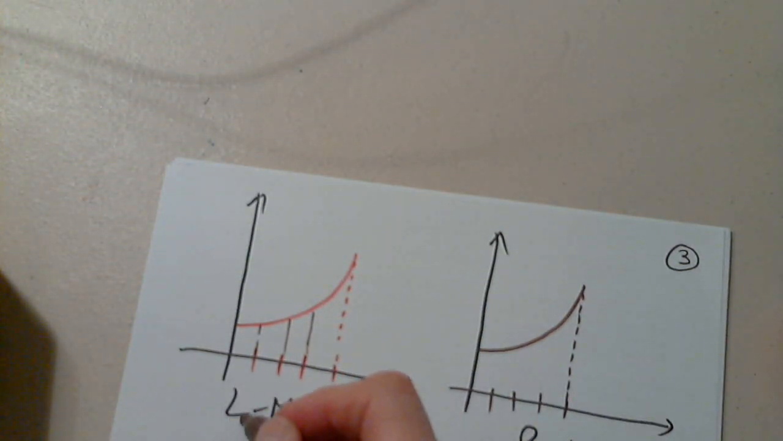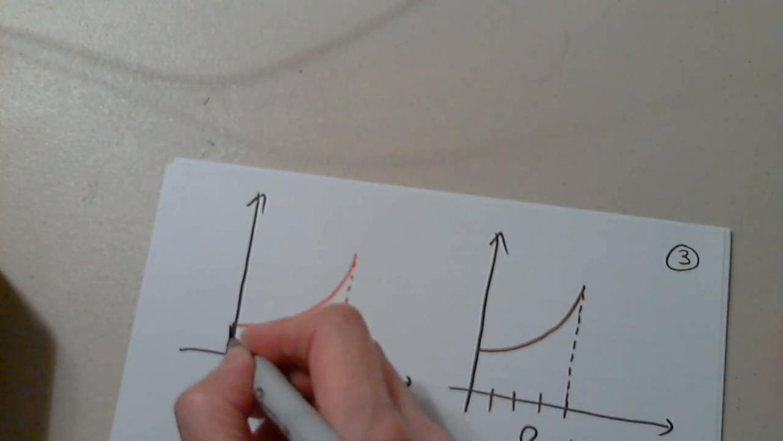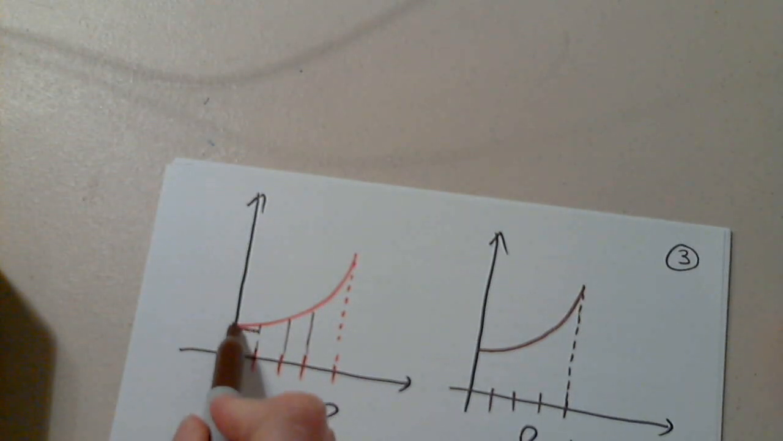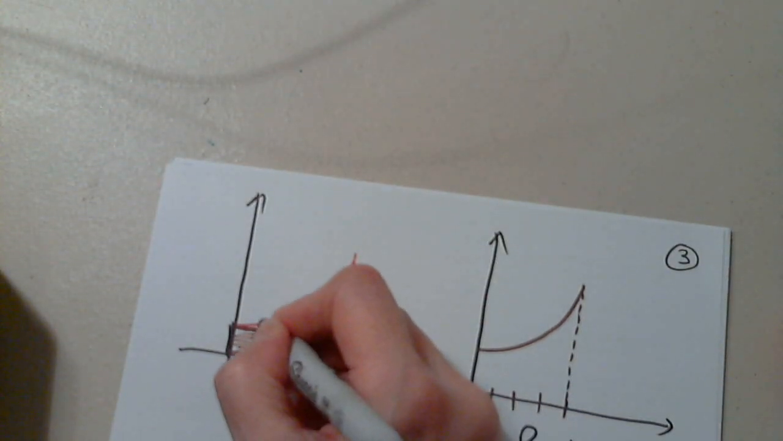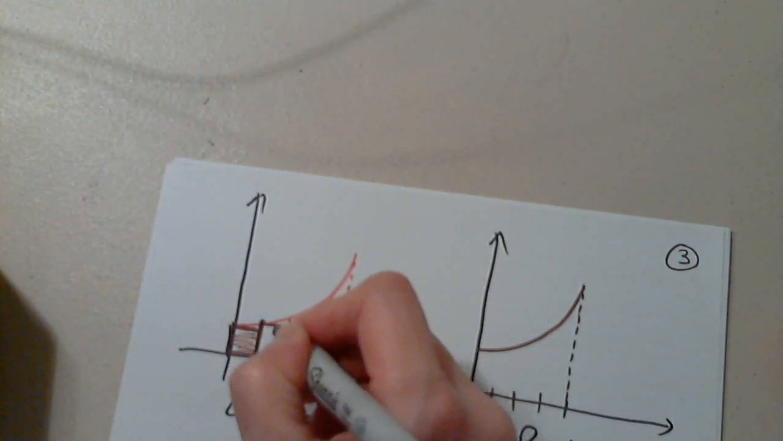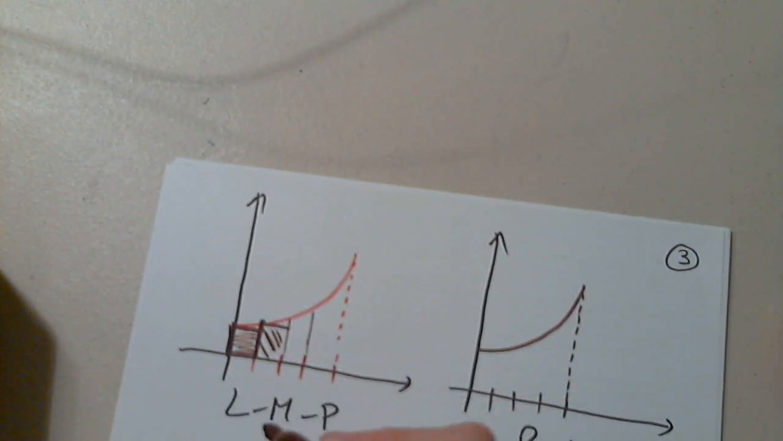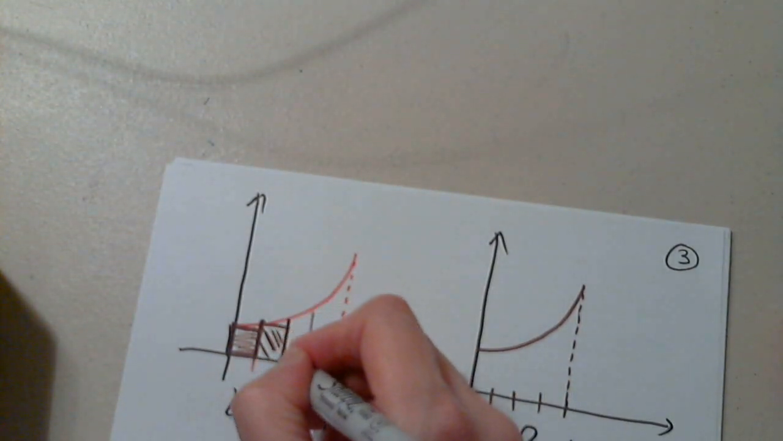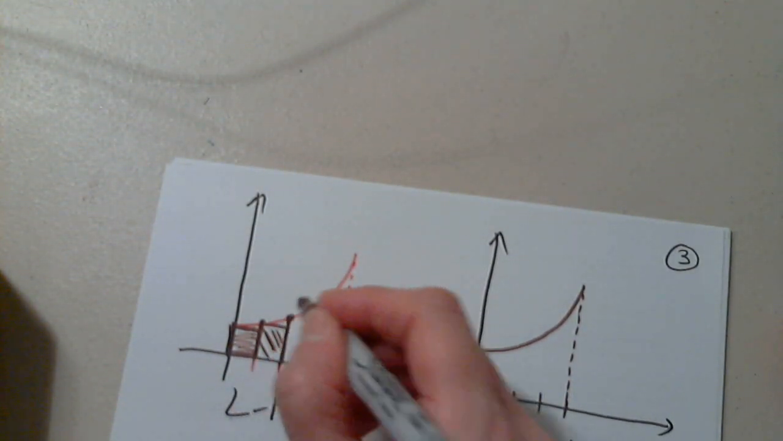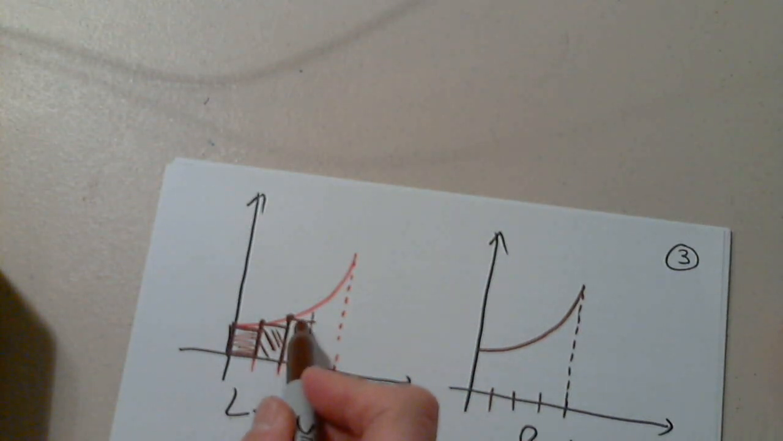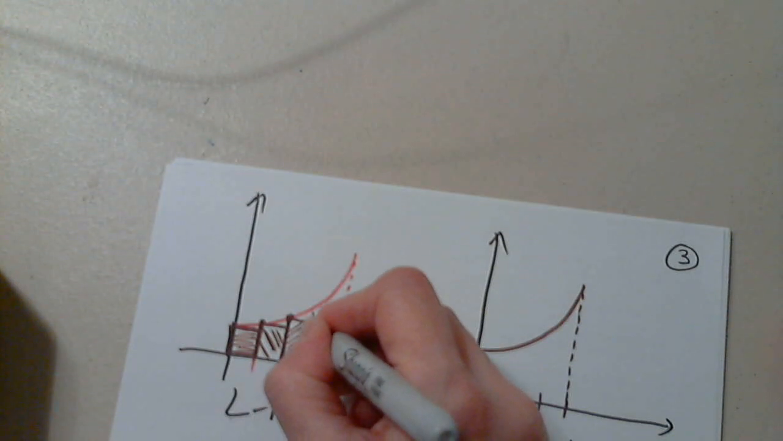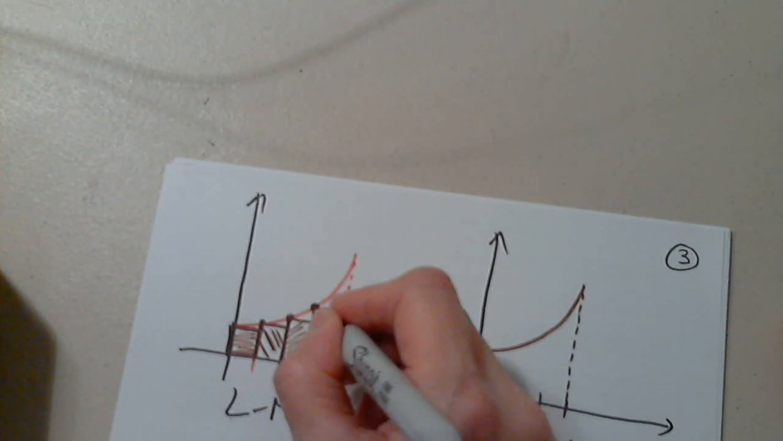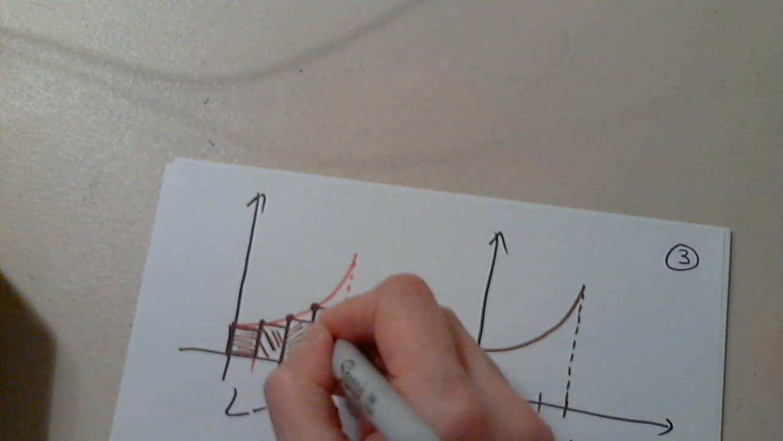The leftmost point means I'm using this height and I create a rectangle. Leftmost point, I'm using this height and I create a rectangle. Leftmost point, I'm using this height and I'm creating the rectangle. Finally, for the last one, the fourth one, I'm using this height and I'm creating a rectangle.